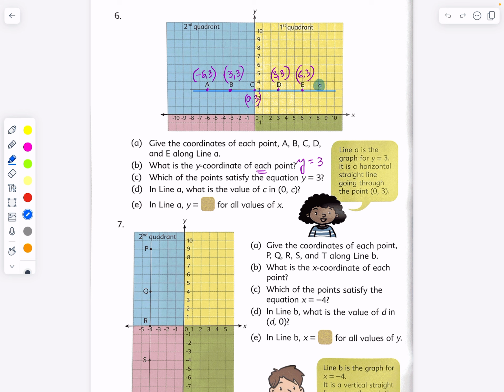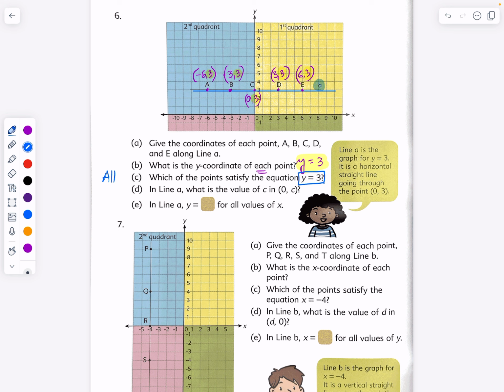Let me use a slightly different color. 3, 3, 3, 3, 3. Y is always equal to 3 in this pattern. Which of the points satisfy the equation y equal to 3? My friends, this equation, this rule, is for the entire line A, which means all points belong to this line and all points satisfy this equation.